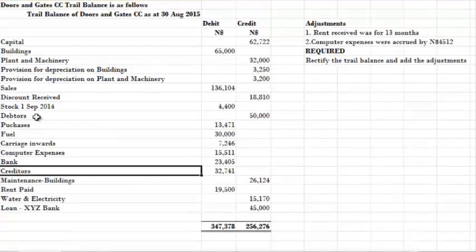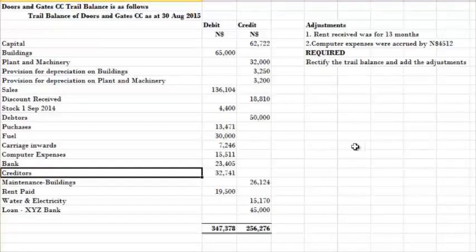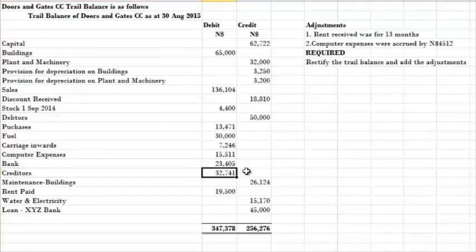of our debtors. Debtors owe us money, we owe creditors money. So everything we owe is a liability. So our creditors will fall under the category of liabilities, and all liabilities should be displayed on the credit side. So we should move this debit balance to the credit side.